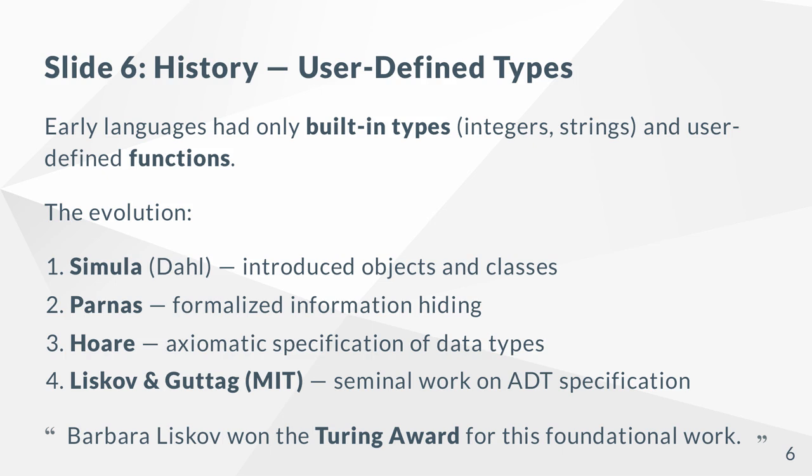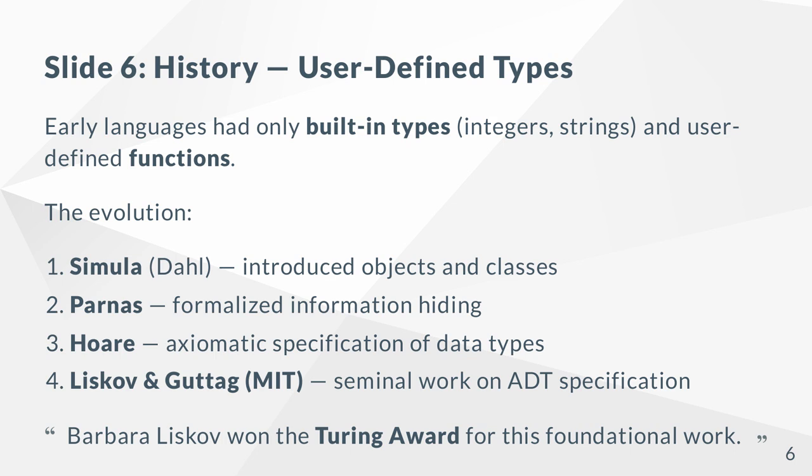Let us take a brief look at how we arrived at the concept of abstract data types. In the early days of programming, languages only provided built-in types like integers and strings. Users could define functions, but types were fixed by the language. Then, Ole Johan Dahl introduced the Simula language, which gave us objects and classes, the foundation of user-defined types. David Parnas formalized the principle of information hiding, arguing that the right way to modularize a system is by hiding design decisions.